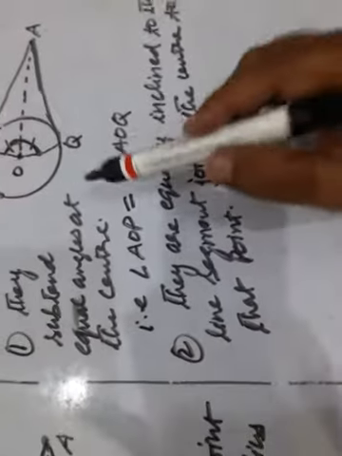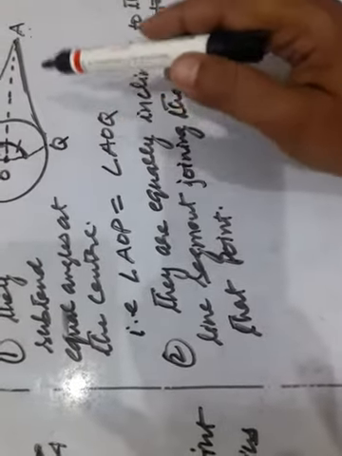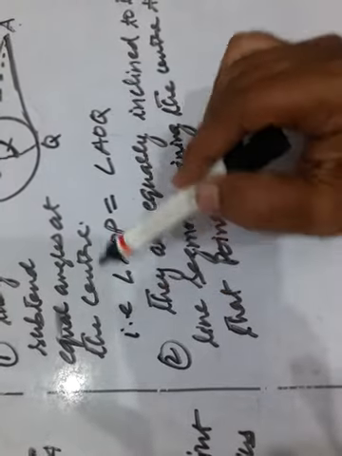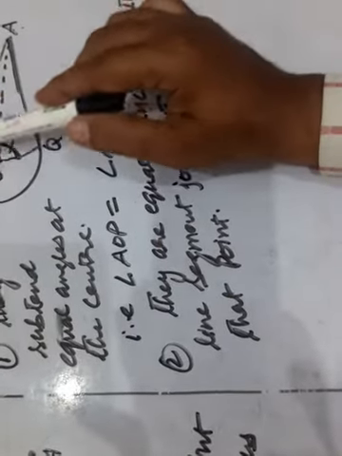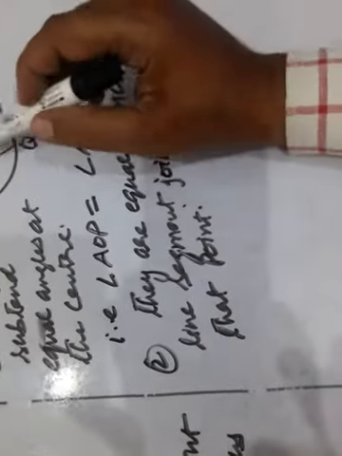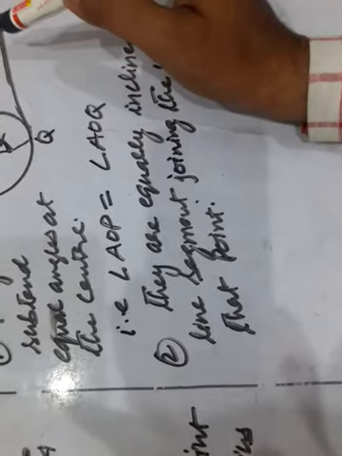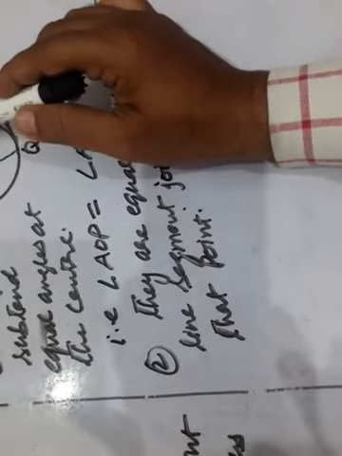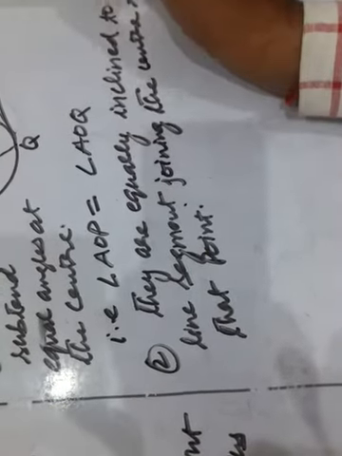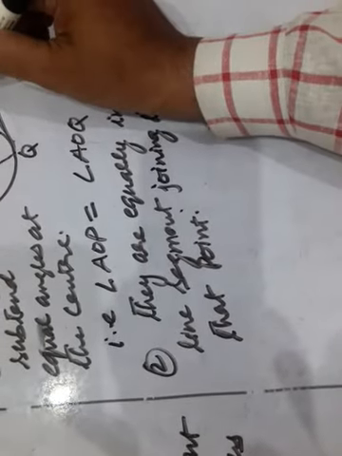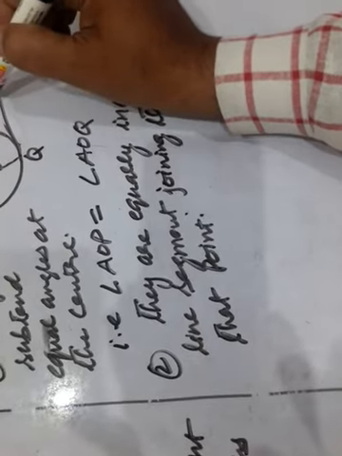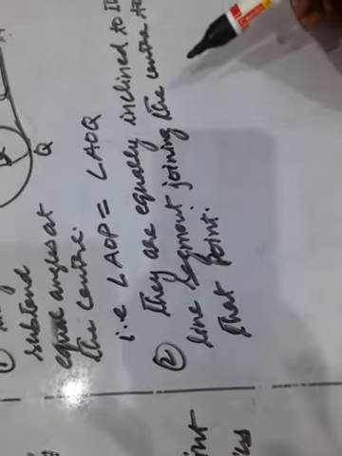Okay, children. The second point is again very important. If two tangents are drawn from an external point, then they subtend equal angles at the center. What does it mean? Angle AOP equals angle AOQ. The second thing is, they are equally inclined to the line segment. They are equally inclined means what? The tangents are equally inclined to the line segment joining the center to that point, meaning this angle. Children, look here. This angle equals this angle, I am talking about this time.